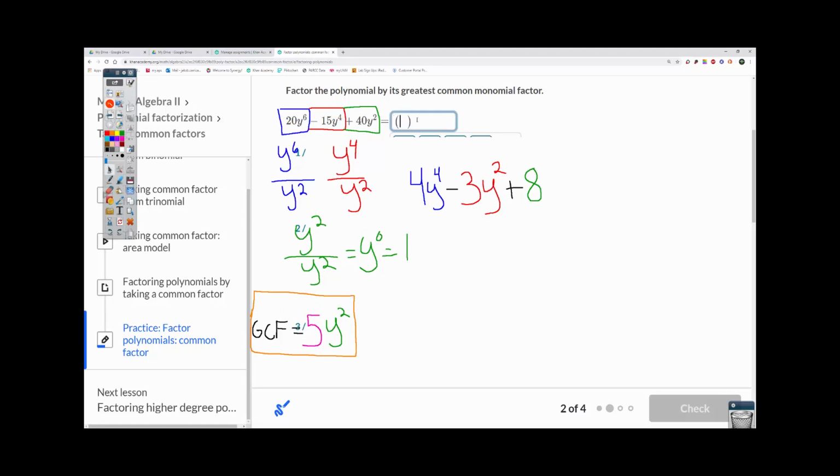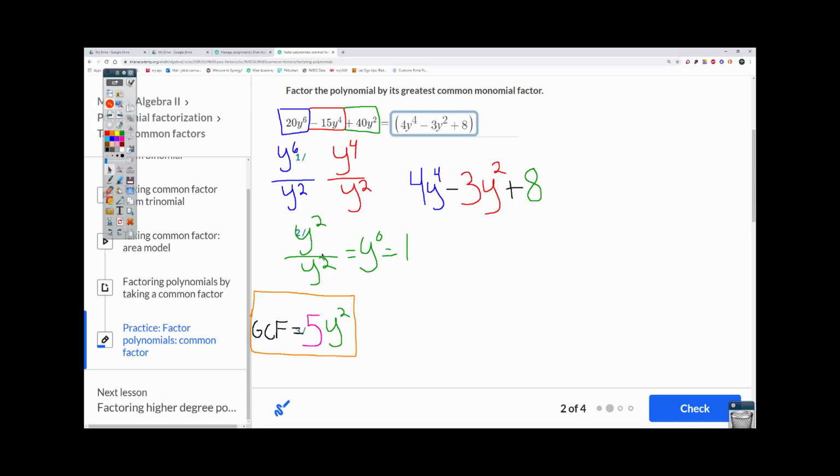Okay, so I'm going to go ahead and type that into our answer. So 4y to the power of 4. It's kind of dark in the room, so bear with me. 4y to the power of 4 minus 3y to the power of 2 plus 8. Okay, and we close the parentheses. That's what we are left with after we are done factoring everything out.